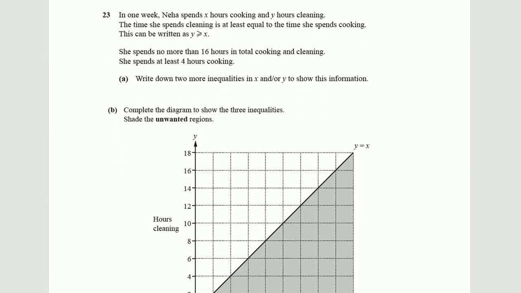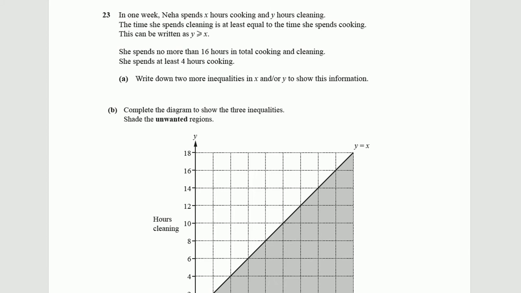So here we get a linear programming question, our last one on this worksheet. In 1 week, Naya spends X hours cooking and Y hours cleaning. The time she spends cleaning is at least equal to the time she spends cooking. This can be written as Y is equal to or greater than X. Now they have done this for us, but I'm going to stop for a moment and just explain why this is true. The time she spends cleaning, Y, is at least equal to the time she spends cooking. So it wants to be the same as the cooking time or more, and that's why they've written y is equal to or more than x. Cleaning time is equal to or more than cooking time.